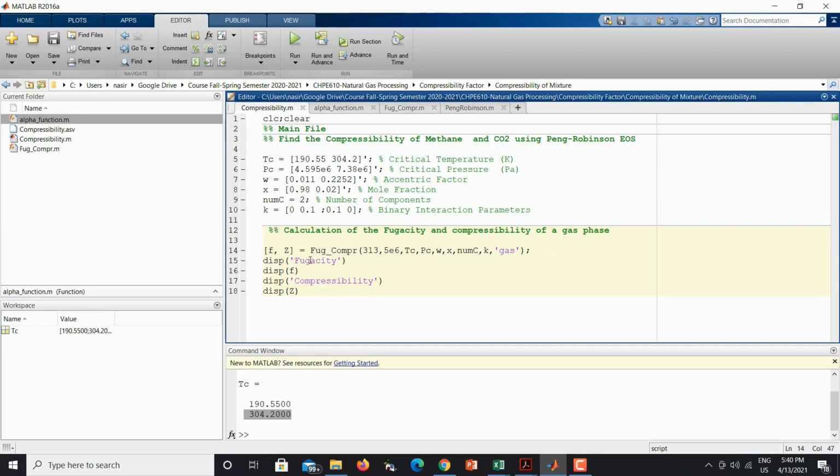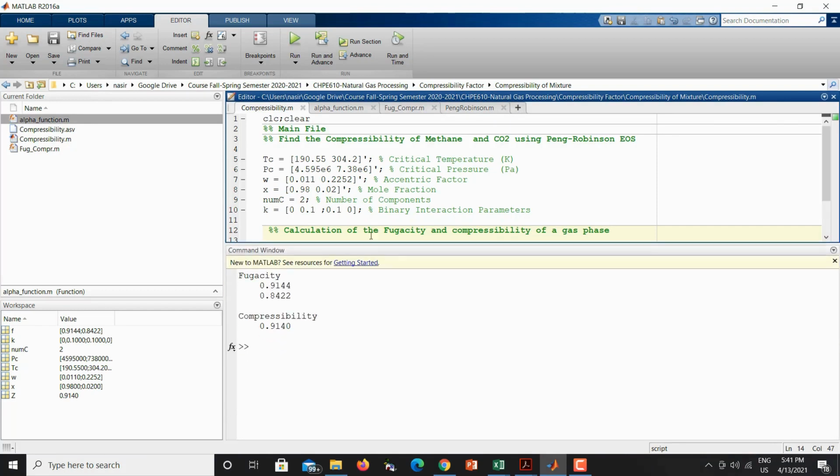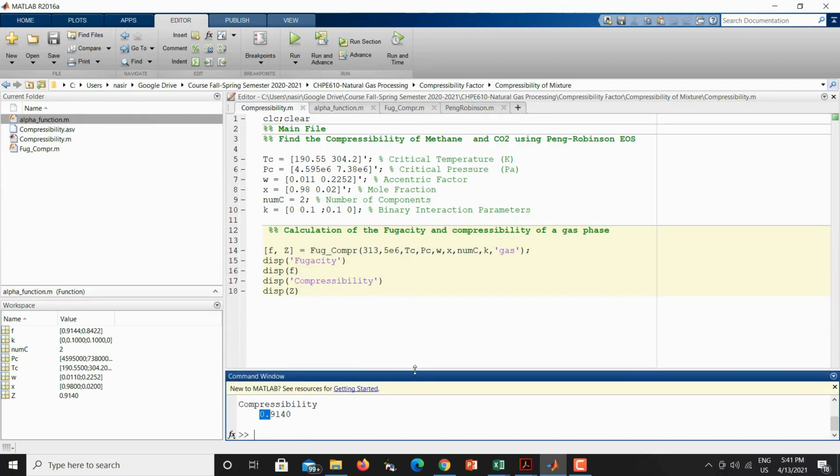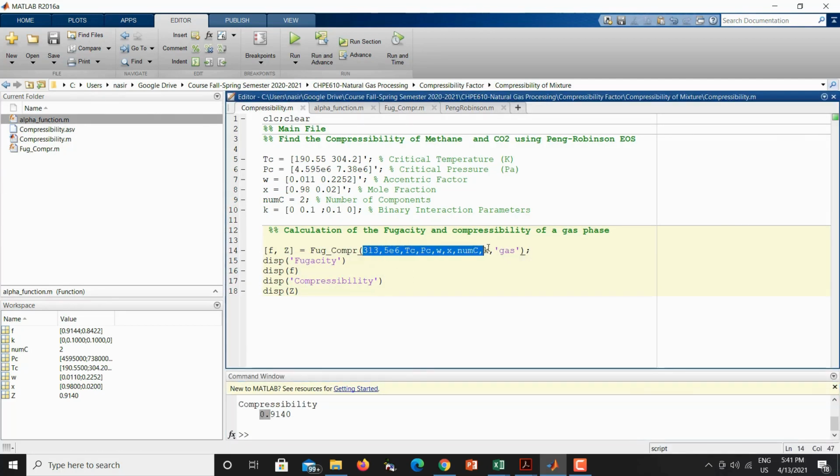So in this case, if you enter, you will get both fugacity and compressibility for a gas phase. If you enter this one, you can get the result in the command window. The first result will give you two different values for the fugacities because we have different gases. The first number is the fugacity of methane, and the second number is the fugacity of carbon dioxide. Since both components give us only one compressibility because we have a mixed component, the compressibility of the gas is 0.9140, under these conditions, for the methane and carbon dioxide gas.